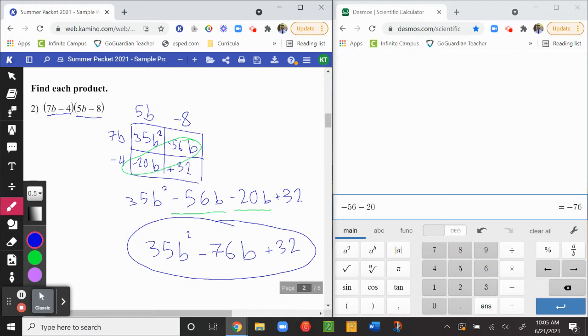Pause the video, rewatch it if you want to, and try your problems now. Once you're finished with your problems, unpause the video and move on to the next type.